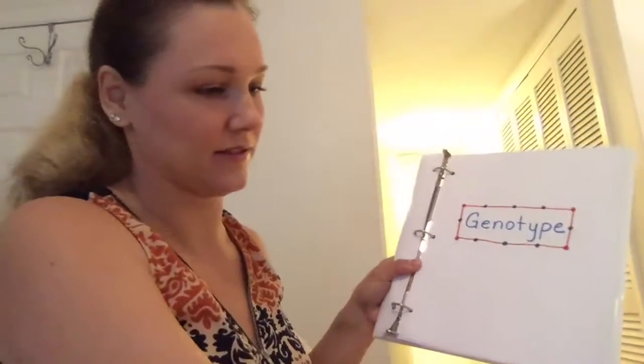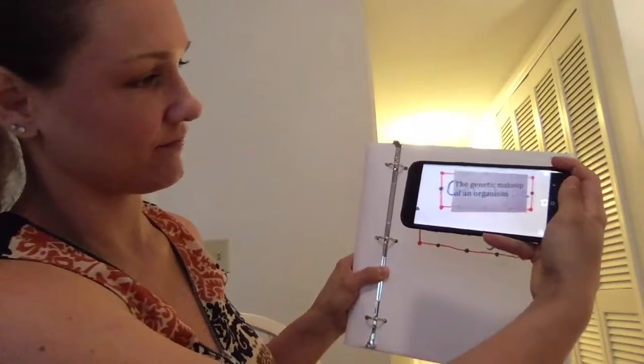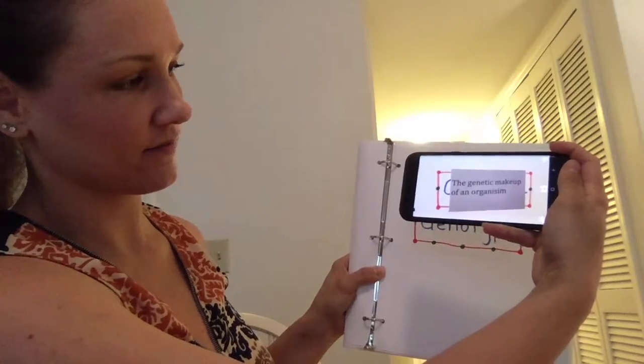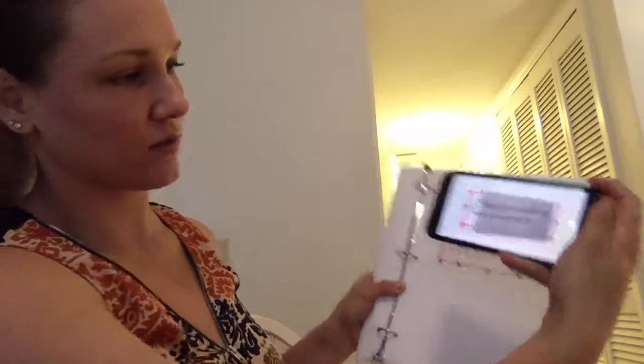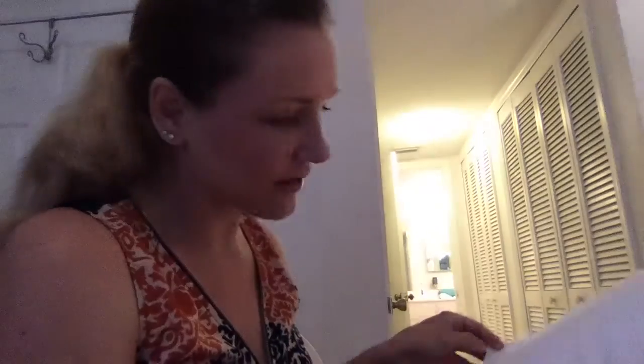On to my next definition, genotype. Let's see what genotype means. The genetic makeup of an organism. Okay, so the genotype is the genetic makeup of an organism. We'll take notes on that.